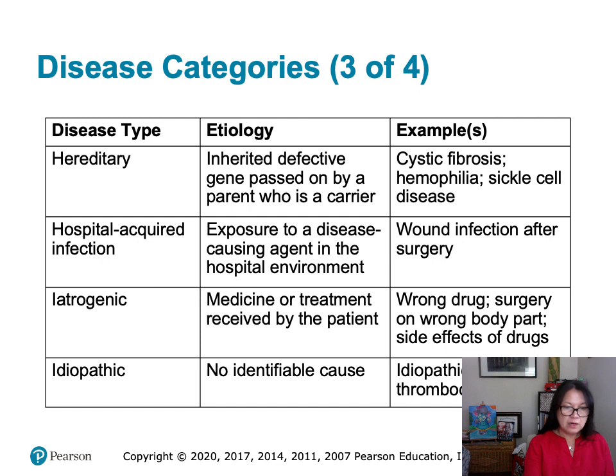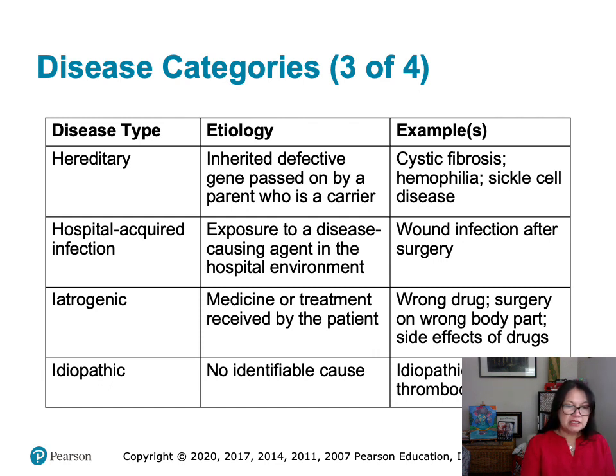A hospital-acquired infection is caused by exposure to a disease-causing agent while in the hospital environment. These conditions were previously known as nosocomial infections. An example of a hospital-acquired infection would be a wound infection that develops after surgery.